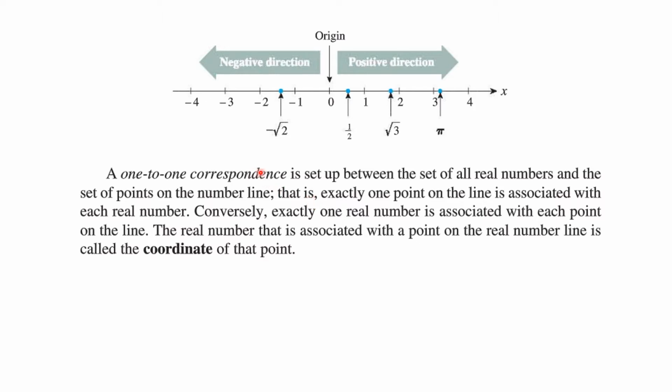We're going to be talking about calculus of a real variable, and that means we're going to be talking about the real number system, which of course is lined up with a number line. We have negative numbers this way, positive numbers this way, and the origin or zero is in the middle, and every real number corresponds to a point, and every point corresponds to a real number. The real number that is associated with a point on the real number line is called the coordinate of that point.